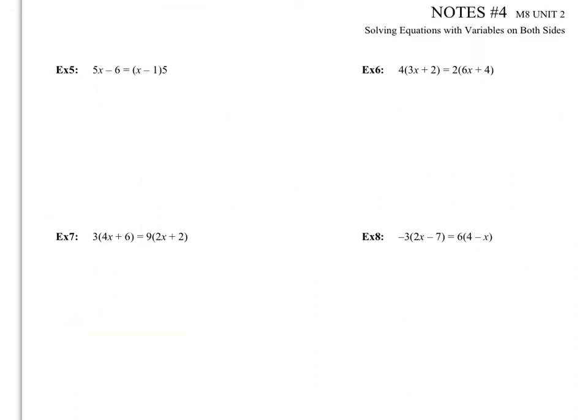Try examples 5 through 8. Pause the video, press play when you're ready to check your answers. Be sure to say what the variable can be by either saying no solution or all real numbers if your variable disappears. If your variable gets isolated, you've also accomplished your goal.